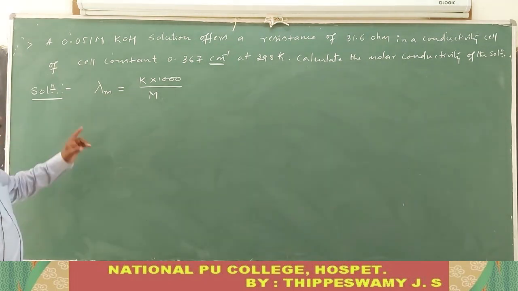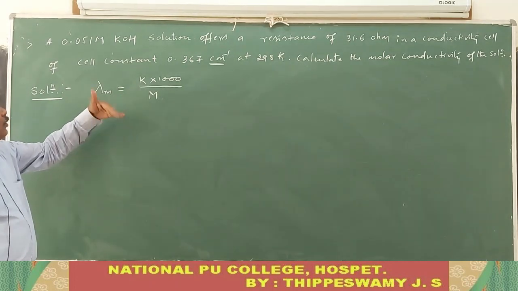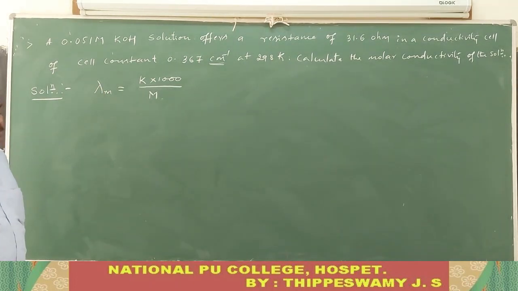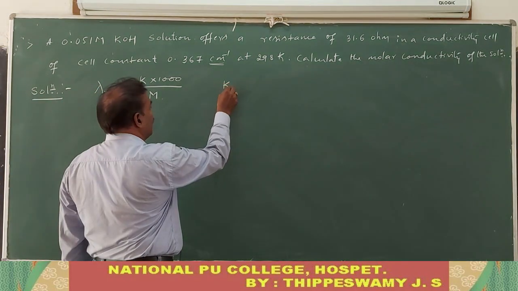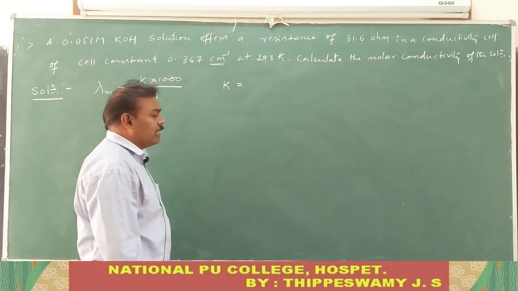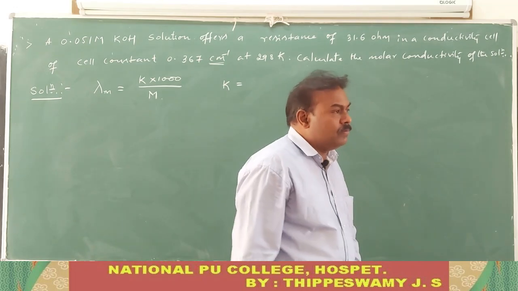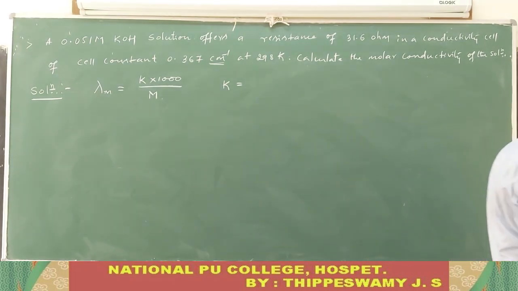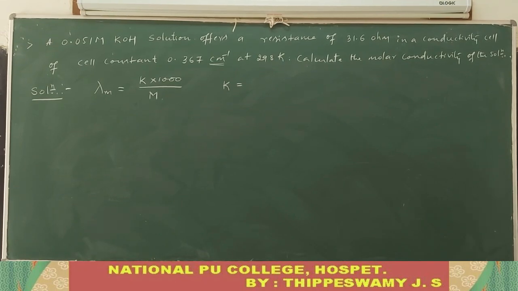Now here the specific conductivity value is not given. Then how do we get that specific conductivity value? We know the specific conductivity K is equal to, what is the relation you know regarding the specific conductivity? Can anybody tell me?